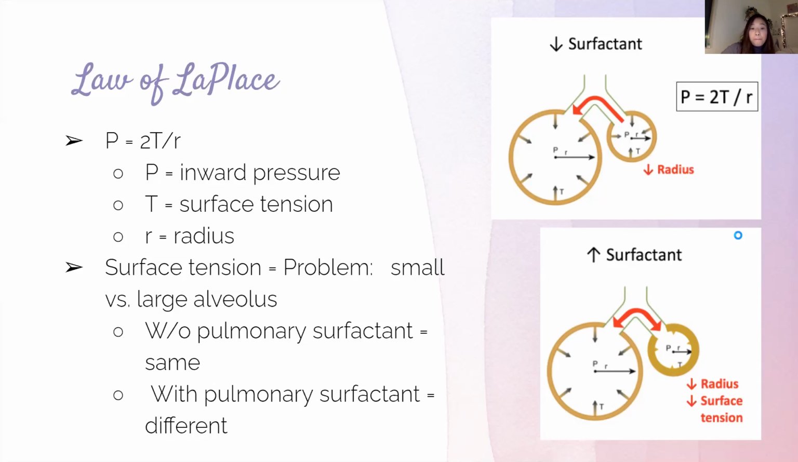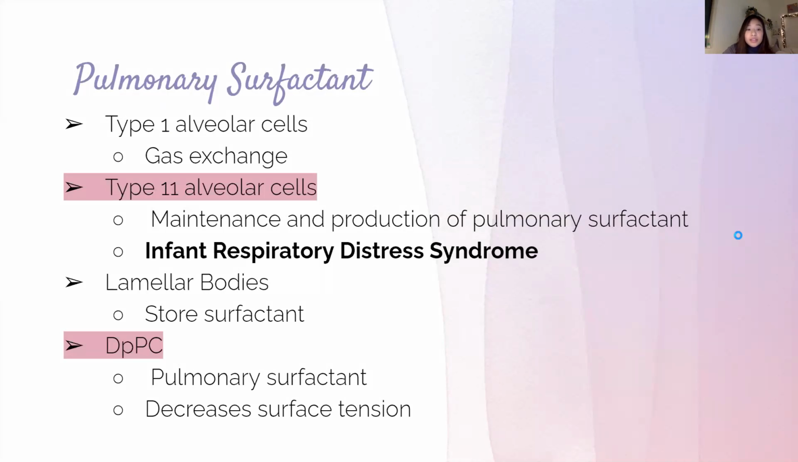equation. So just a reminder, there are type 1 cells, which are responsible for gas exchange. And right now we're talking about type 2 alveolar cells. And they are primarily for the maintenance and production of pulmonary surfactants. So pulmonary surfactants is a mixture of lipids and proteins, which is secreted by epithelial type 2 cells into the alveolar space. And its main function is just to reduce the surface tension at the interface in the lung to prevent the alveoli from collapsing.